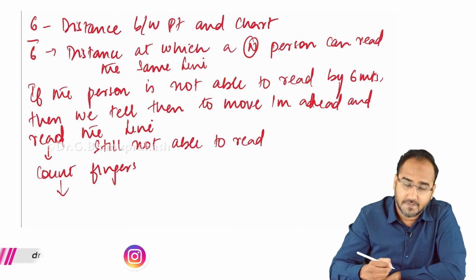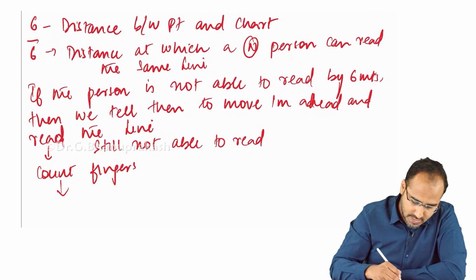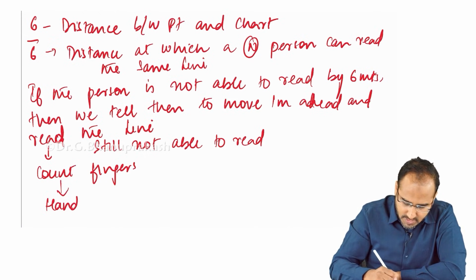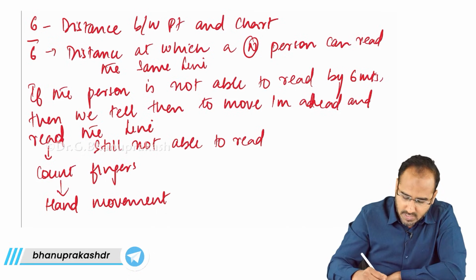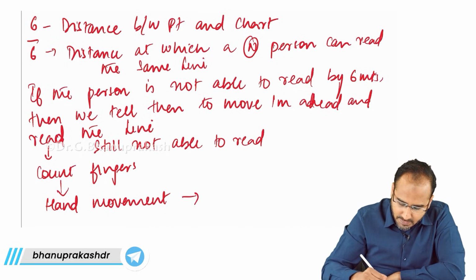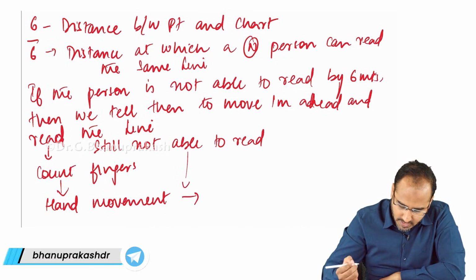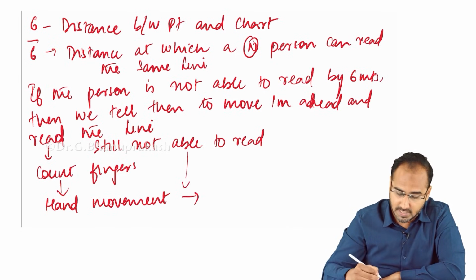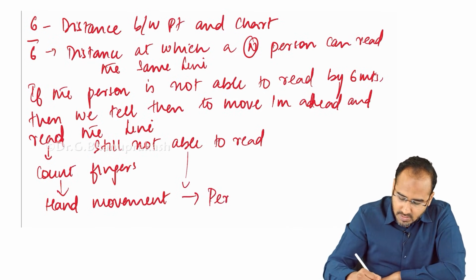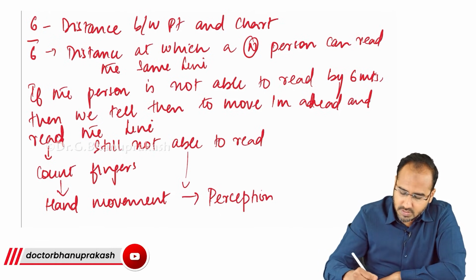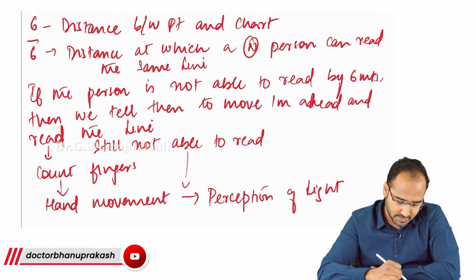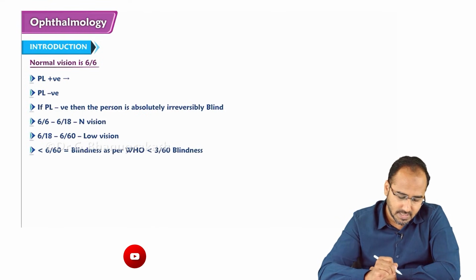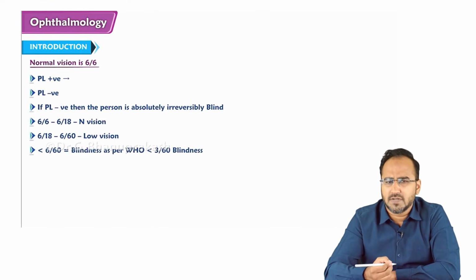If still he is not able to count fingers, then we tell him to look for the hand movements. If still not able to read after hand movements, then last is what, guys? Perception of light reflex. If perception of light reflex is positive, then okay.